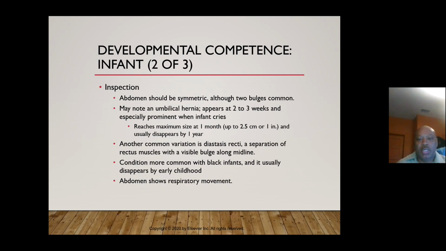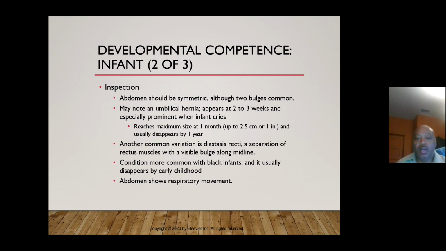Now, another common variation is called diastasis recti. Diastasis, I was looking at that wrong. Diastasis recti is a separation of the rectus muscles with a visible bulge along the midline. You'll see this mostly in Black infants, and it usually disappears by early childhood. All right. And also, they are abdominal breathers, so the abdomen shows respiratory movement. That is what you will see in these babies.